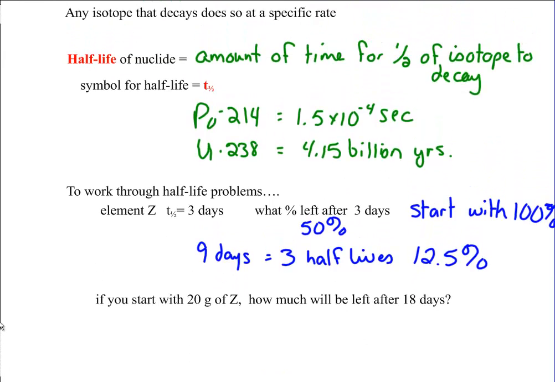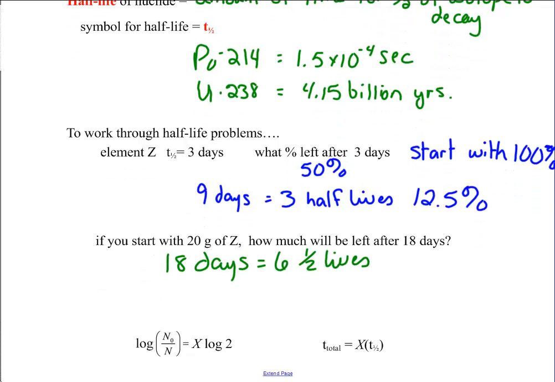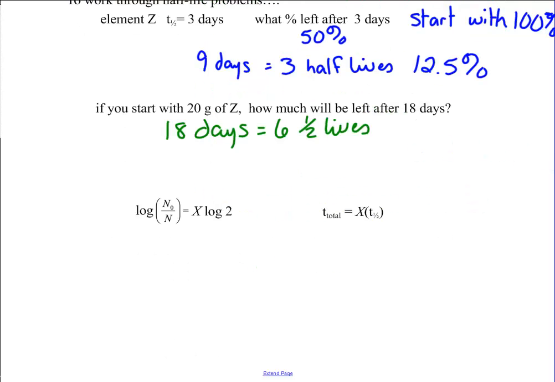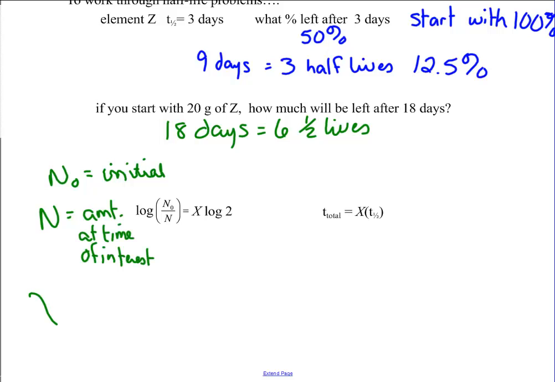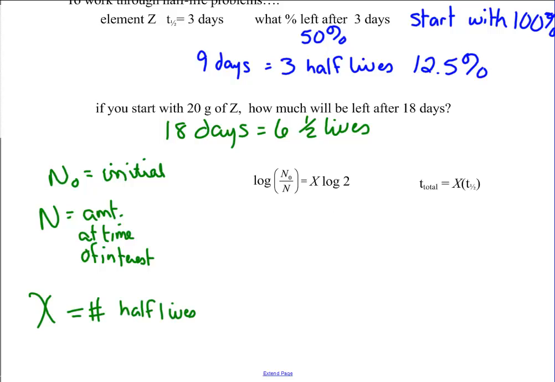If I start with 20 grams of this element, I want to know how many grams will be left after 18 days. Well, 18 days equals 6 half-lives. So you can count through on your fingers like that, or you can use a log equation. And here's the equation that we can use. N0 is my initial amount. N equals the amount at my time of interest. X is the number of half-lives I have gone through.